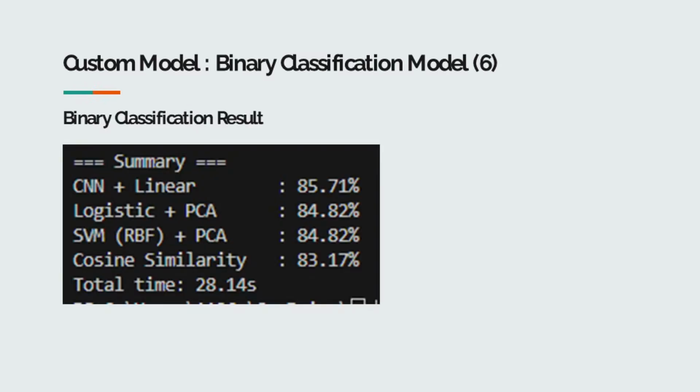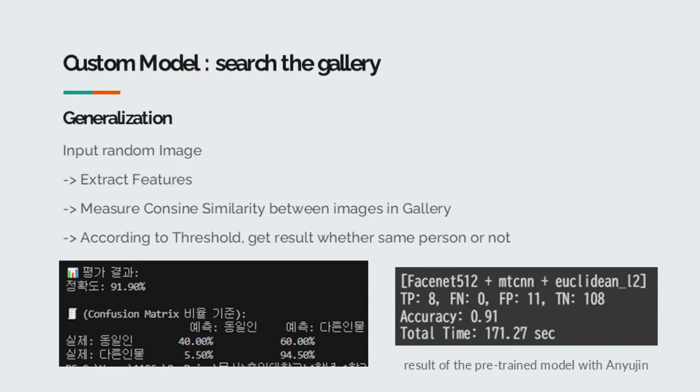This slide summarizes the results of all four methods. Each achieved around 85% accuracy with the deep learning model performing best. The simple cosine similarity method also showed strong results. We tested the system on Anyujin from the group IVE, who wasn't in the training set, using a gallery of 250 random images. Using cosine similarity, the system identified her with 91.9% accuracy, showing strong generalization.